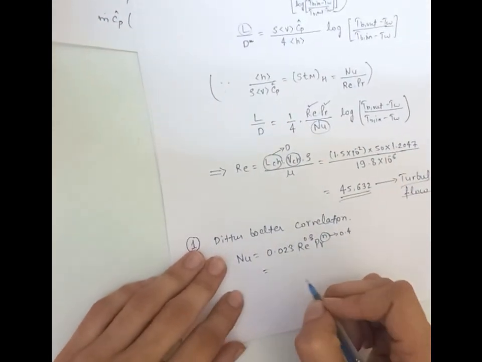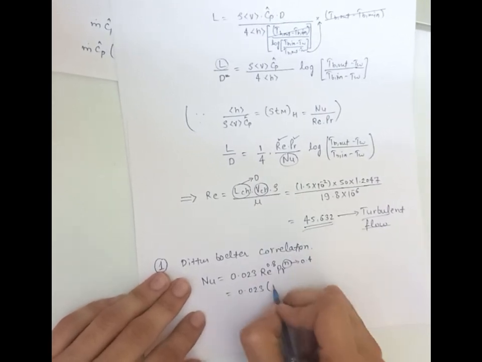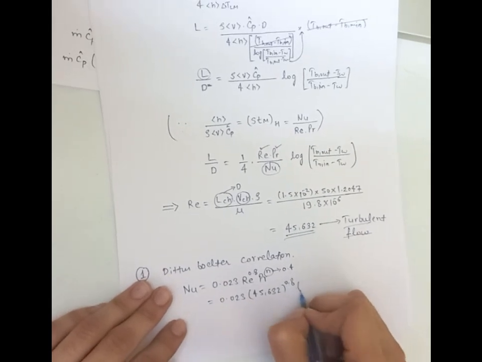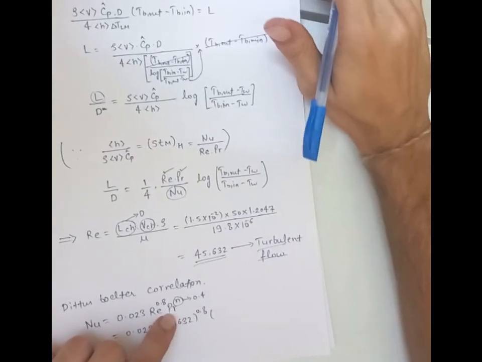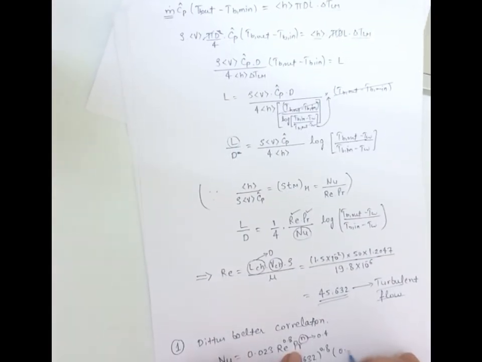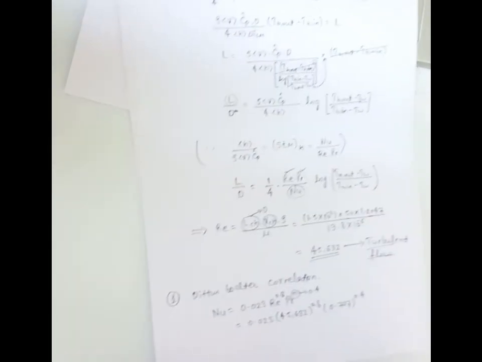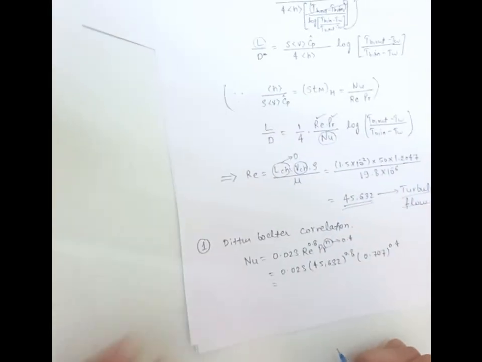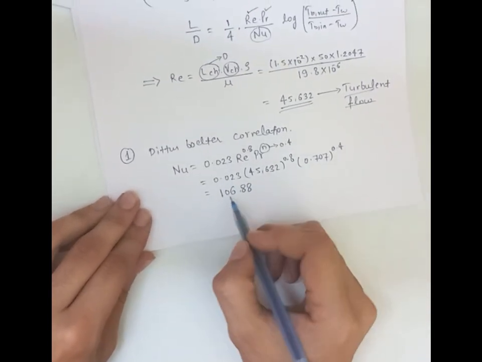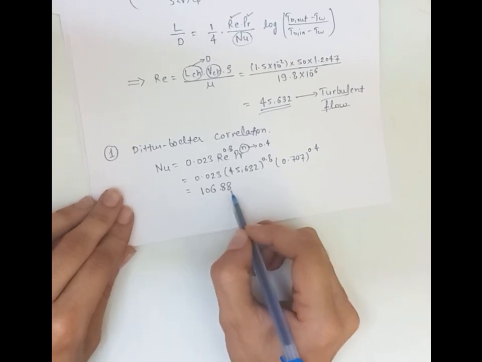So substituting all the values: 0.023, the Reynolds number, which is this 45,000 to the power 0.8, and the Prandtl number, which is already given in the question, that is 0.707, to the power 0.4. And now we are going to find out the value of this Nusselt number. So the value which we got for the Dittus-Boelter correlation, the value of the Nusselt number, is 106.88.